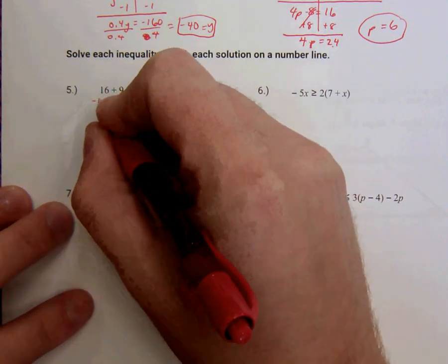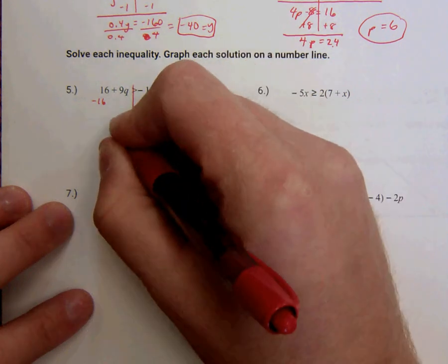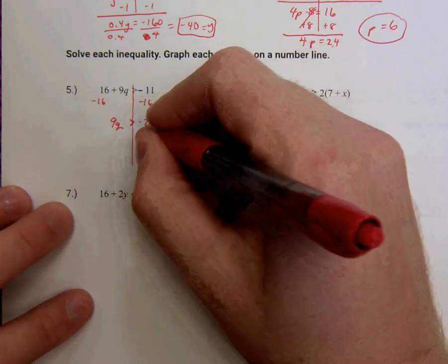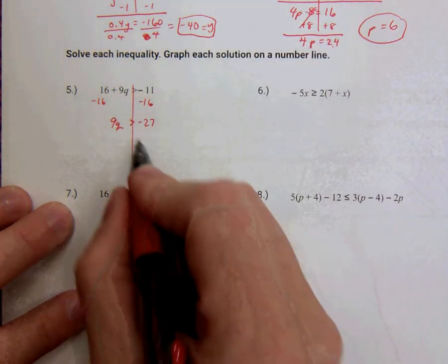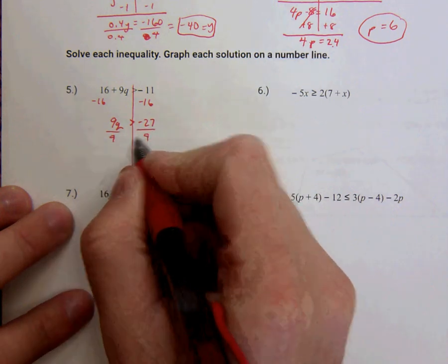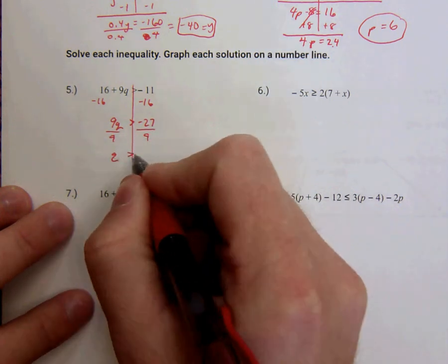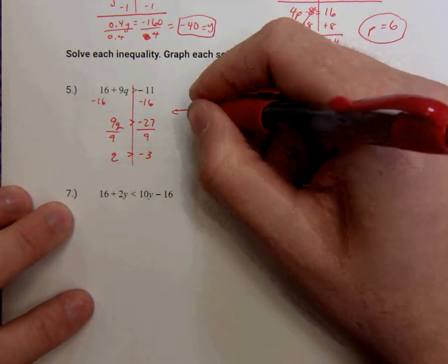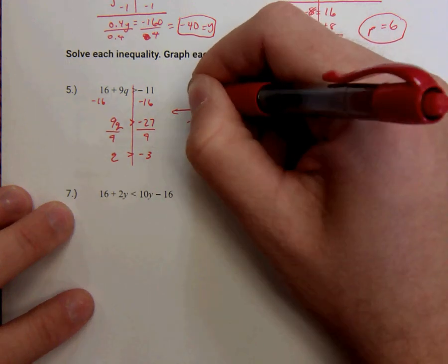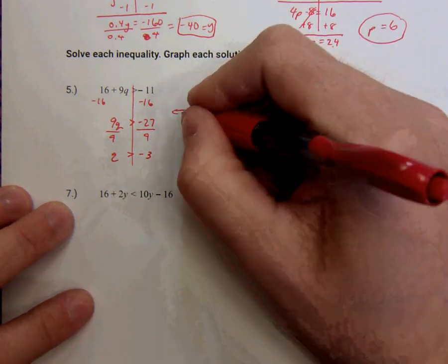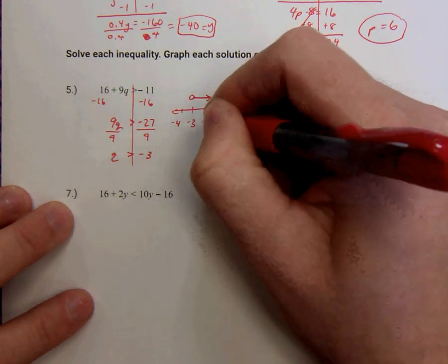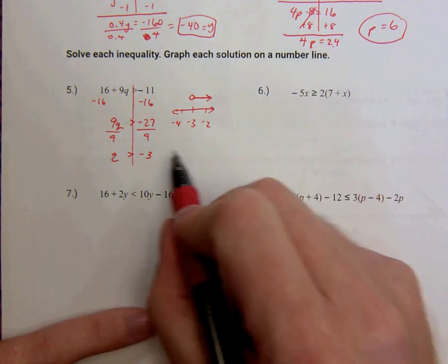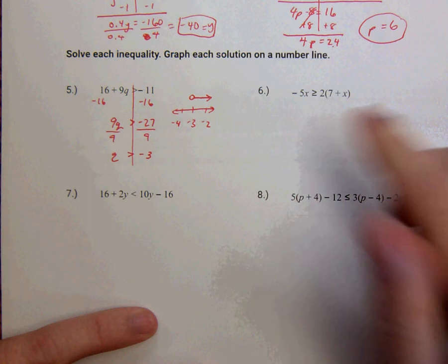Let's subtract 16 from both sides. I get 9q is greater than negative 11 minus 16, which is negative 27. Divide by 9, I get q is greater than negative 3. So if I'm going to write a number line, I'm going to put negative 3, it's open and going this way, and let's get the two numbers on either side as well. So q is greater than, that's why we're going to the right. If it's less than, it goes to the left.